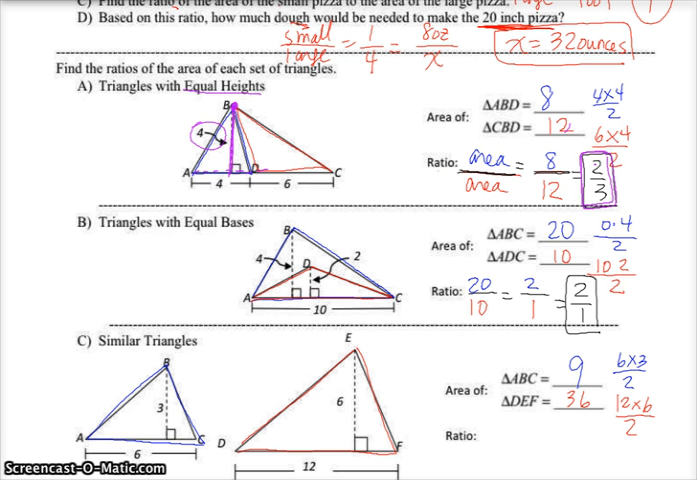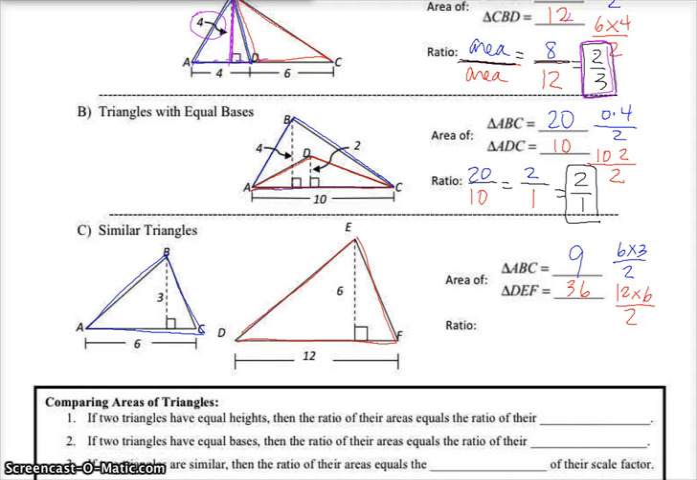Okay, how about equal bases? This time we have an equal base, which means we have different heights. So the first one, ABC, was in blue, so my base is 10, and my height is right here, from the vertex to the base intersecting at 90 degrees. And 4 times 10 divided by 2 is 20. And then my ADC is the red triangle here, so the base is 10, but my height is 2 this time, right? From the vertex to the base intersecting at 90 degrees, 10 times 2 divided by 2 is 10. So what is the ratio? It is a 2 to 1 ratio.